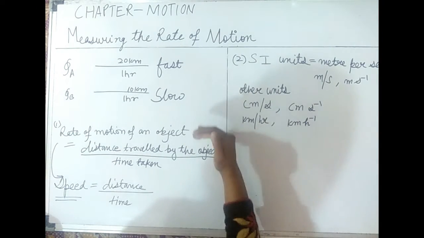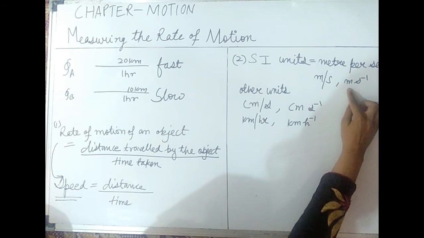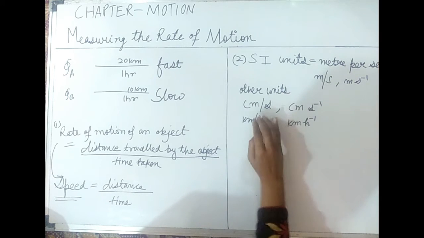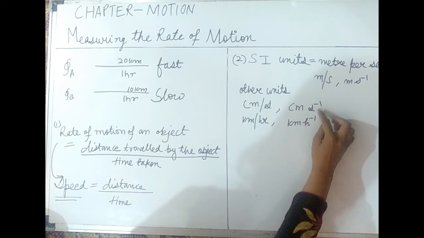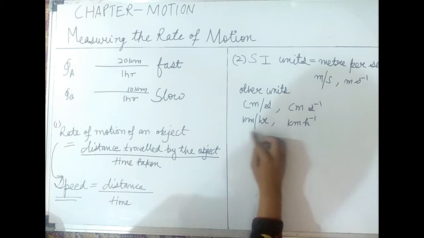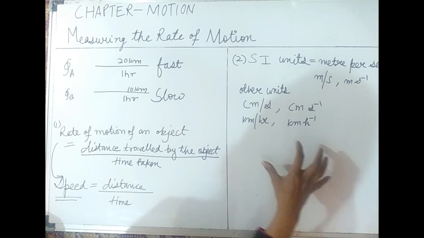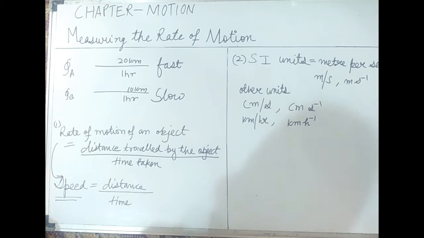The SI unit of speed is meter per second. That can also be written as meter second inverse. Other units of speed can also be written as centimeter per second, or centimeter second inverse, kilometer per hour, kilometer hour inverse. All these are international standard units of speed.